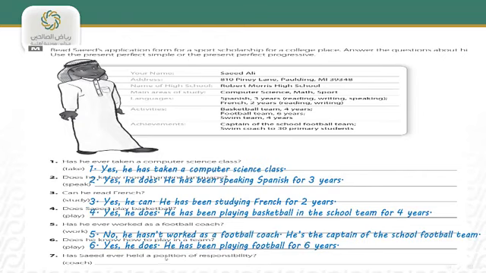Has Said ever held a position of responsibility? The verb to be used here is coach. The answer will go like this: yes, he has. He has coached 30 primary children in swimming. We do not concentrate here on the duration, so we use the present perfect simple.